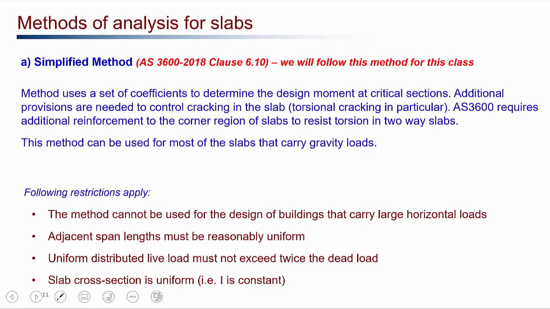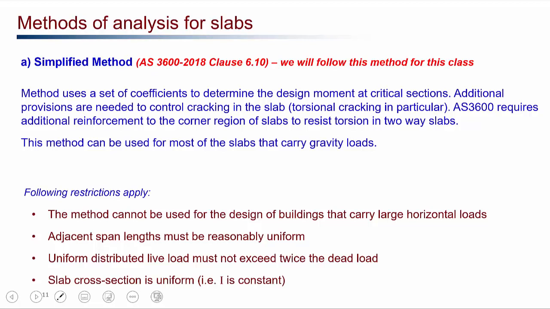AS3600 prescribes several different ways of analysis of slabs. The first one is a simplified method as shown in clause 6.10. And we'll be using this method in this lecture. This method uses a set of coefficients to determine the design moment at critical sections. And also additional provisions are given to control the cracking in the slabs in both one-way and two-way slabs.